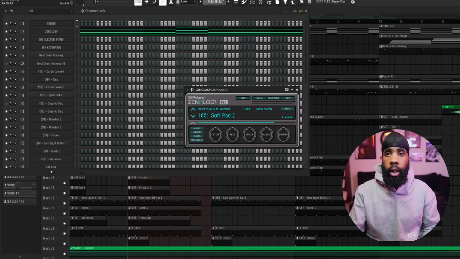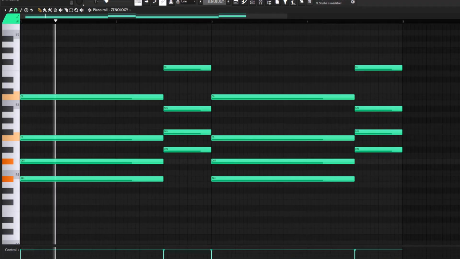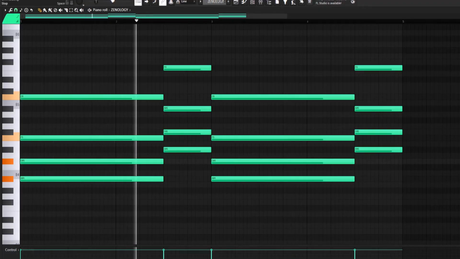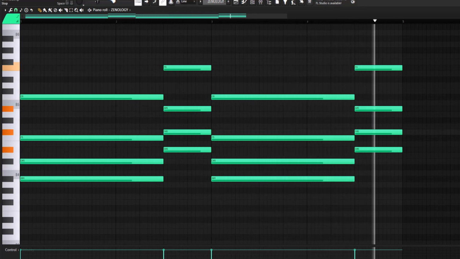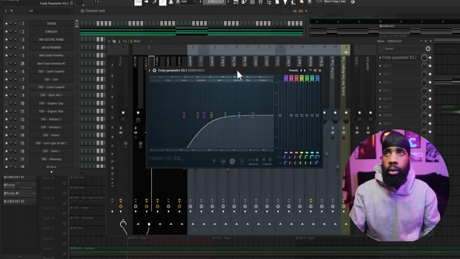All right, so for my first sound, I got a pad out of Xenology. For the effects on that, I have an EQ, just taking out some of the lows.